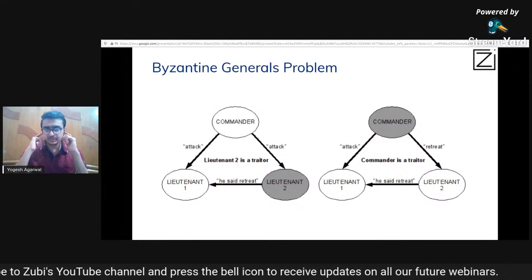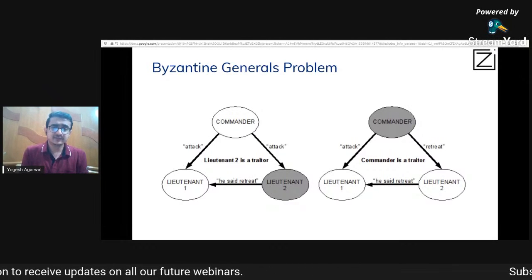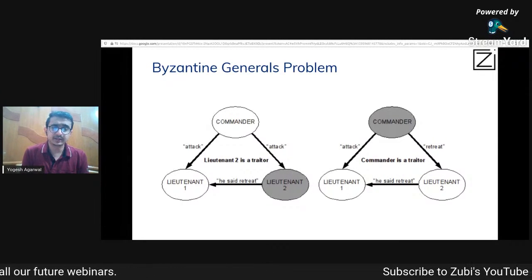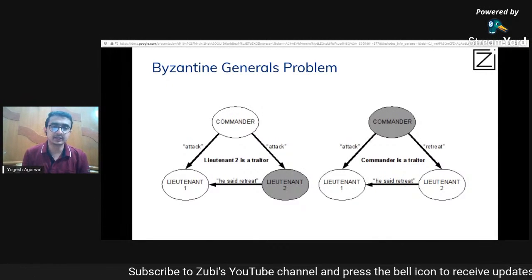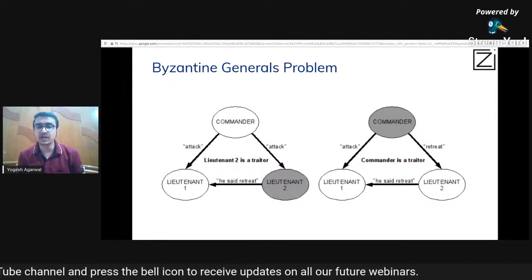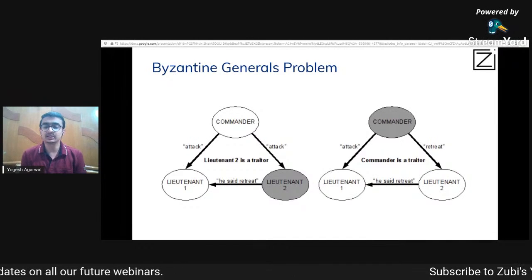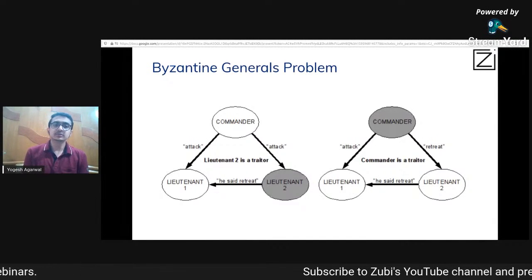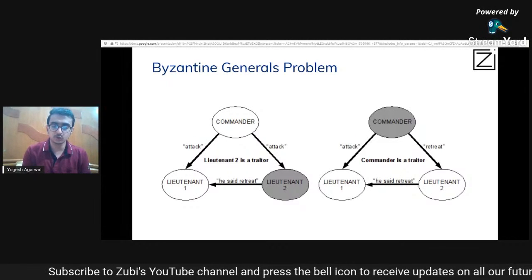This is just another illustration for understanding the same thing. In the left one, the lieutenant is a traitor. The commander told him to attack, but he told the other lieutenant to retreat. And in the second one, the commander himself is the traitor. To one lieutenant he is saying attack, and to the other, retreat. So in this case the defeat will be there, and they will not be able to win.